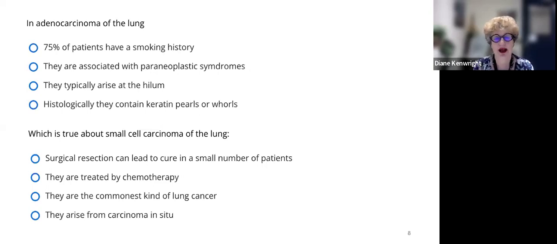Okay, let's think about what's true in small cell carcinoma of the lung. Can surgical resection lead to cure in a number of patients? No, these are all treated by chemotherapy. They are all systemic by the time they're discovered. They're treated by chemotherapy, yes. They're the commonest kind of lung cancer. No, in fact, adenocarcinoma is the commonest kind of lung cancer. And they arise from carcinoma in situ? No, they arise from a stem cell.